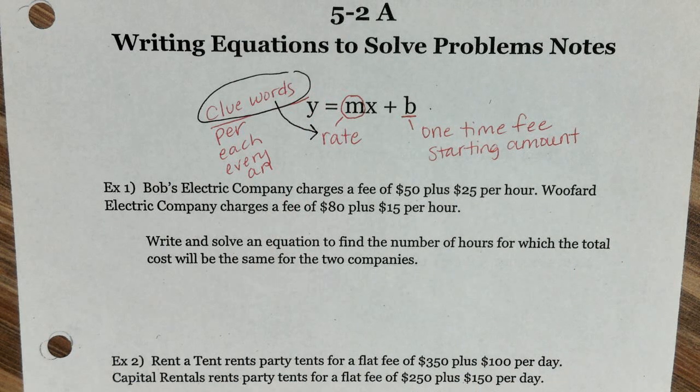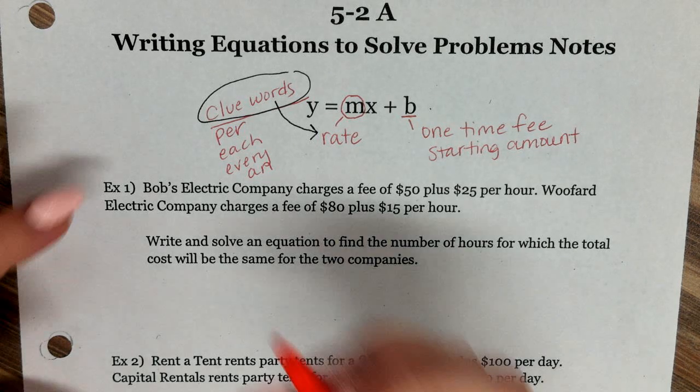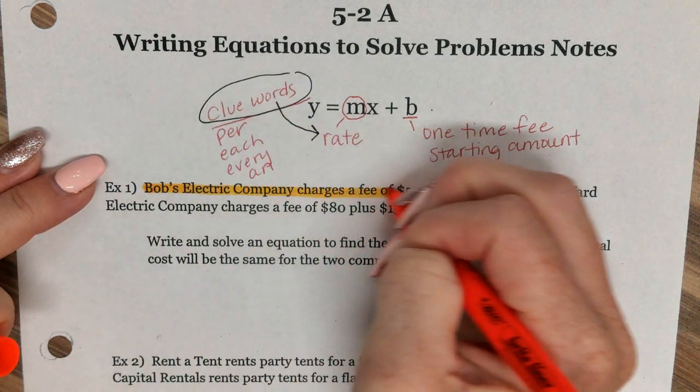So let's read the first one. It says, Bob's Electric Company charges a fee of $50 plus $25 per hour. And Wolford Electric Company charges $80 plus $15 per hour. How many companies did you see? I want you to highlight one company, one color. So Bob's, I'm going to do orange for me.